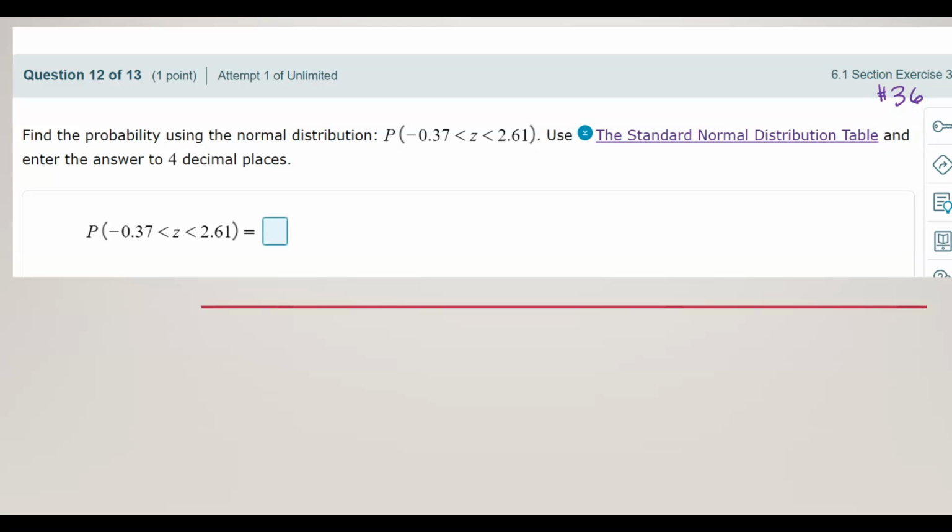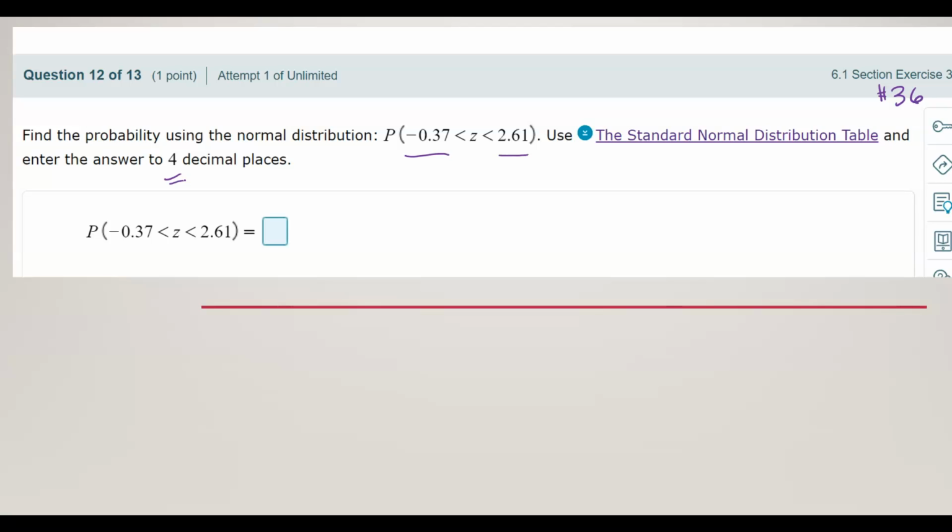It asks us to find the probability using the normal distribution of z being between negative 0.37 and positive 2.61 using the standard normal distribution table. They ask us to put in the answer up to 4 decimal places. Well, that's easy because the tables give us 4 places after the decimal. I will do this as we talked in class, and then I will show you how to check your work using the standard calculator that you have the link to in your Moodle.